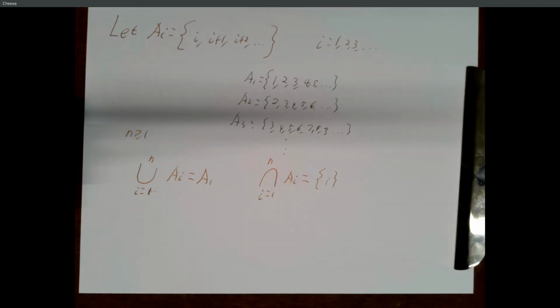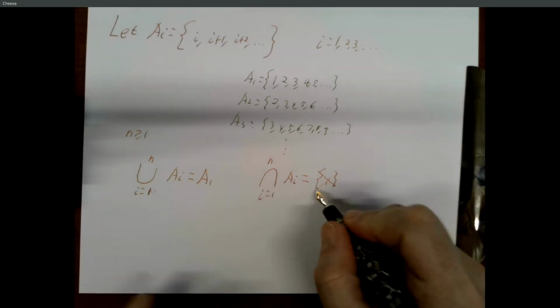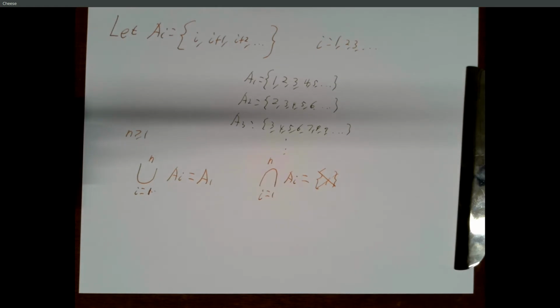Well, let's see. So 1 belongs to set A1, right? But it doesn't belong to set A2. So to be in the intersection, it's going to have to be contained in all of them. But I think your thought process is on the right track. It should be the empty set, right?